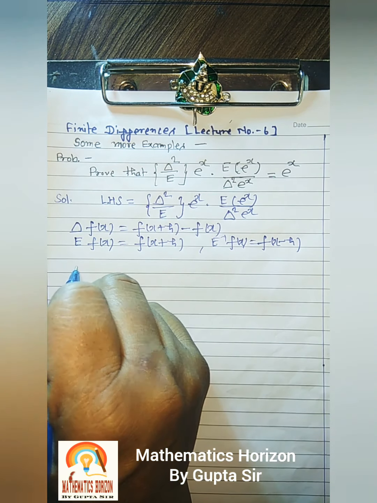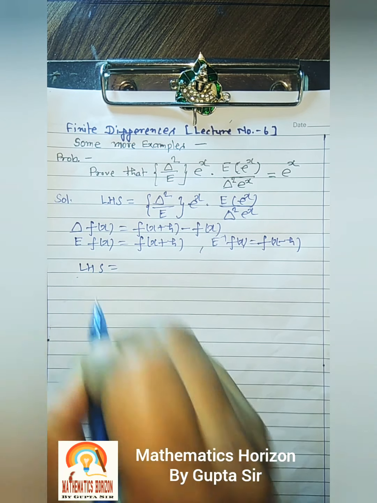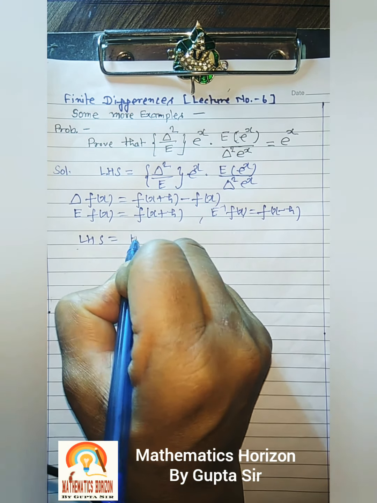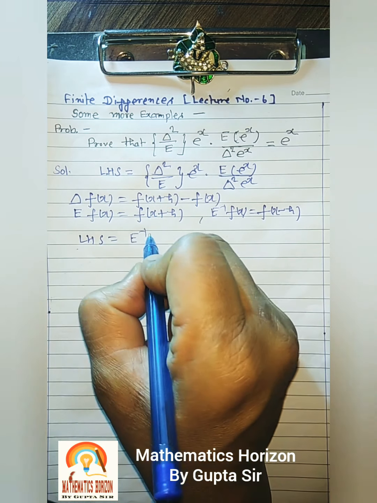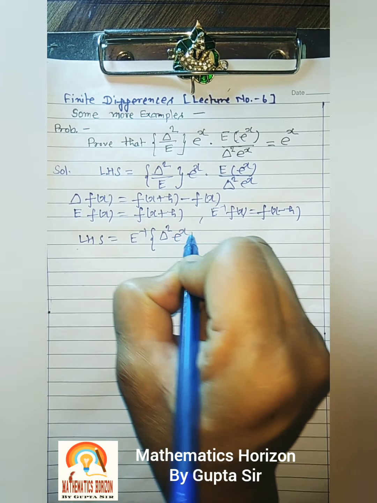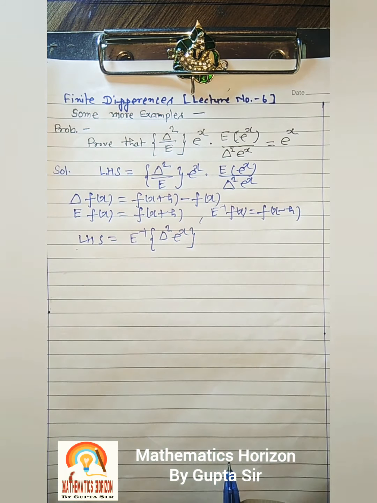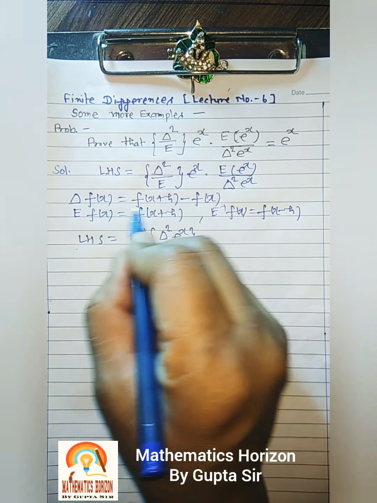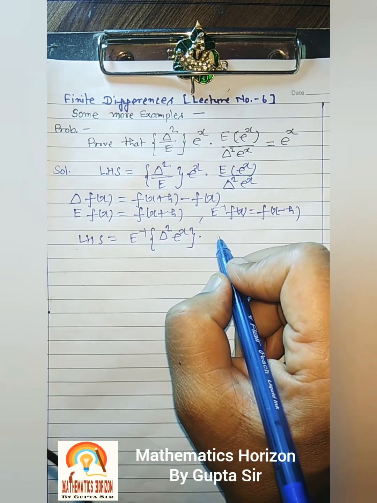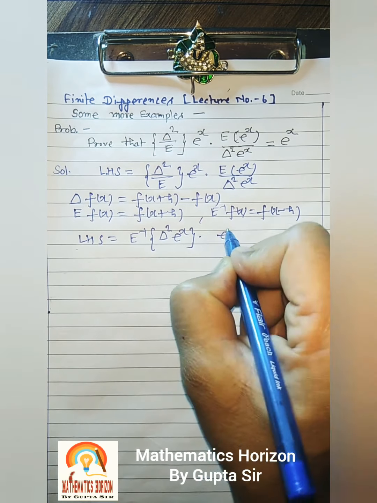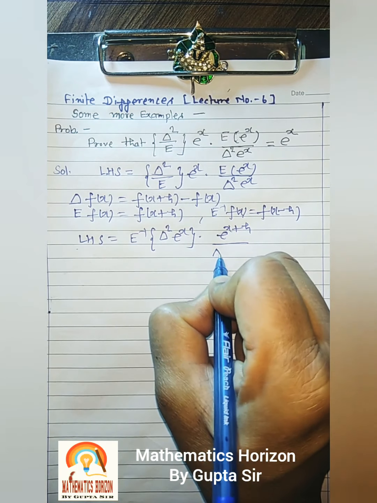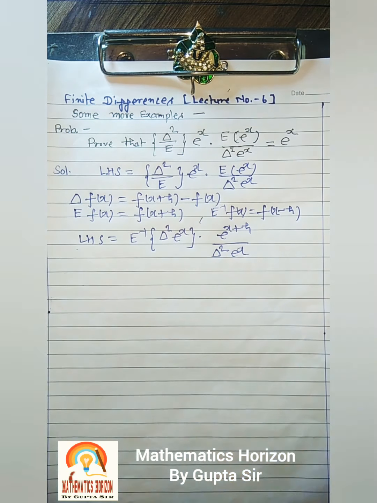Now we have the left hand side, that is, now we can write here E⁻¹, and this is Δ² e^x. Here we can apply this property, E f(x) is equal to f(x + h), where h is the interval of differencing, that is this is equal to e^(x+h), and this is upon Δ² e^x.